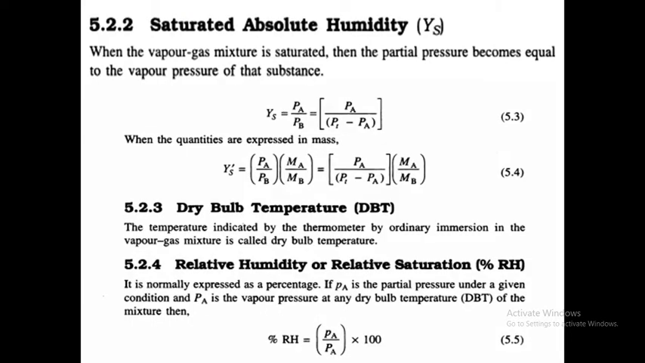Saturated absolute humidity. When the vapor gas mixture is saturated, then the partial pressure becomes equal to the vapor pressure of that substance. What is the meaning of this? At 100% saturation, partial pressure is equal to vapor pressure. It is denoted as capital Ys.